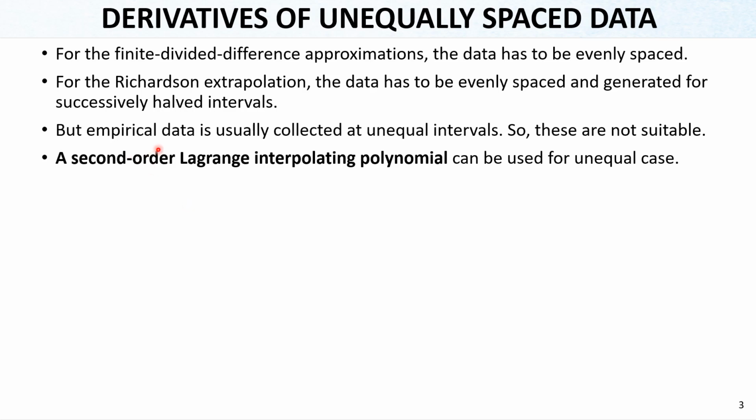But with empirical data, let's think that we don't have the function, but we have just data, then there can be unequal intervals for the collected data, and in this case the finite divided difference and Richardson extrapolation are not suitable. So what we can do is use another derivative approximation method, which is called the second order Lagrange interpolating polynomial, and it is useful for unequal cases.